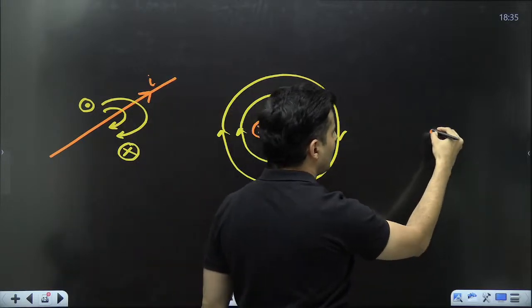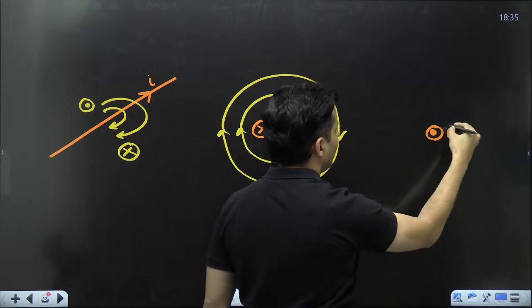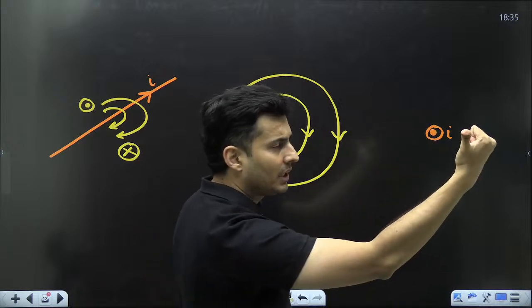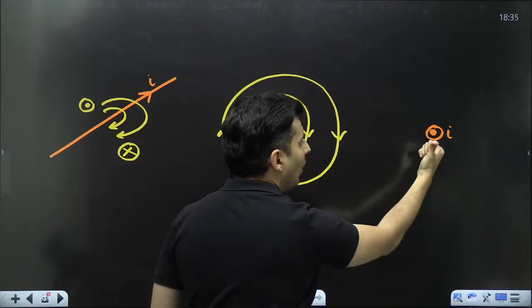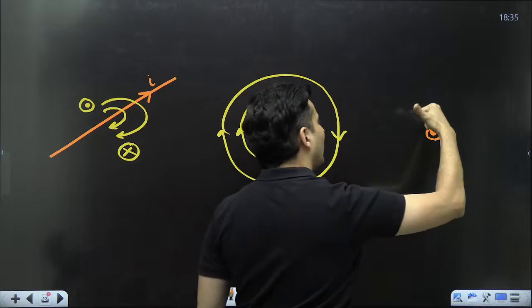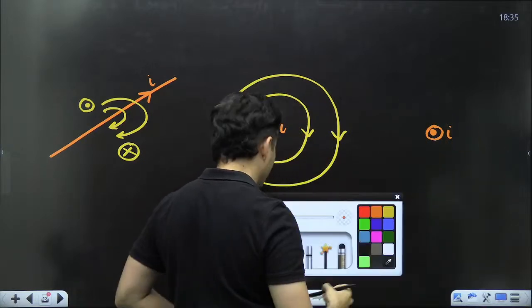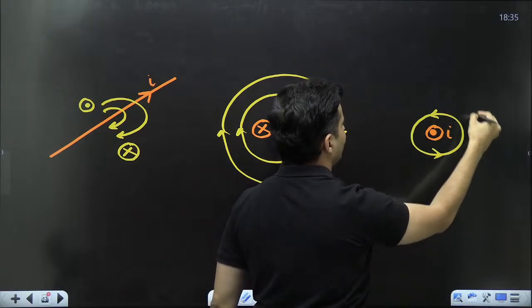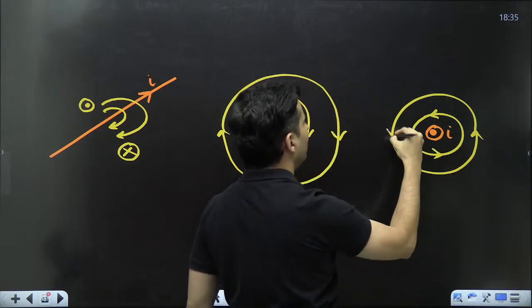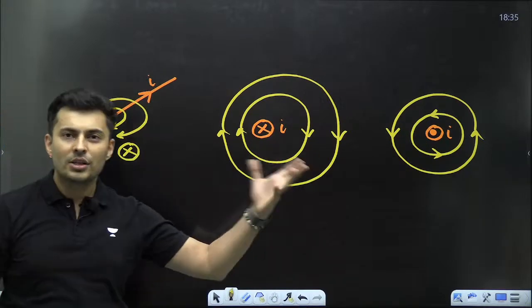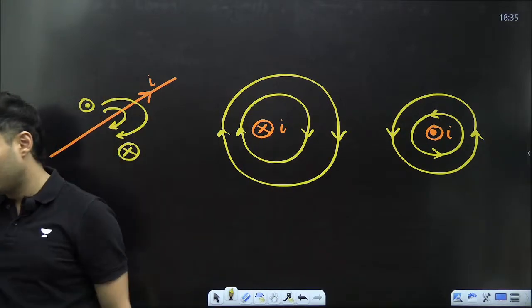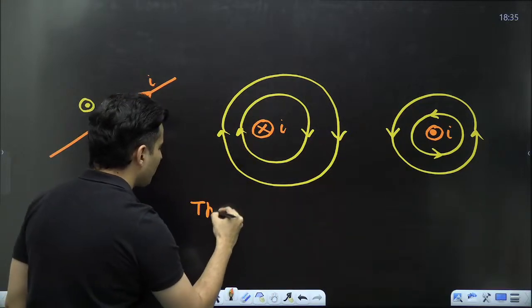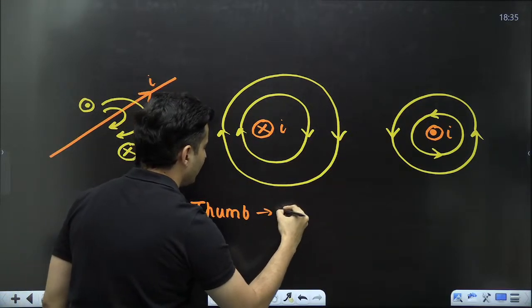But if the current is coming towards you, take the thumb, put it in the direction of the current. The thumb should come out of the plane. The four fingers go like this. Hence, the magnetic field will be in the anti-clockwise direction. Right? Understood how to get the direction of the field? Always thumb means current.